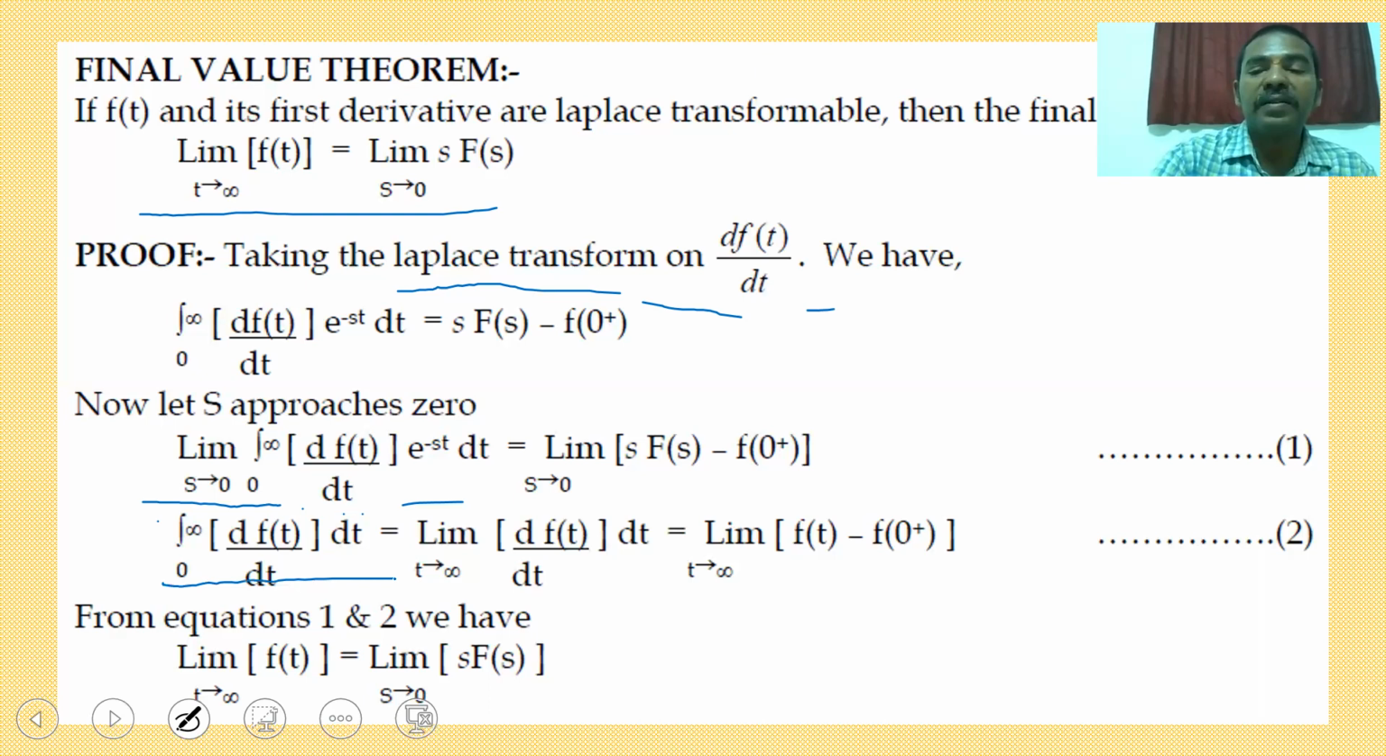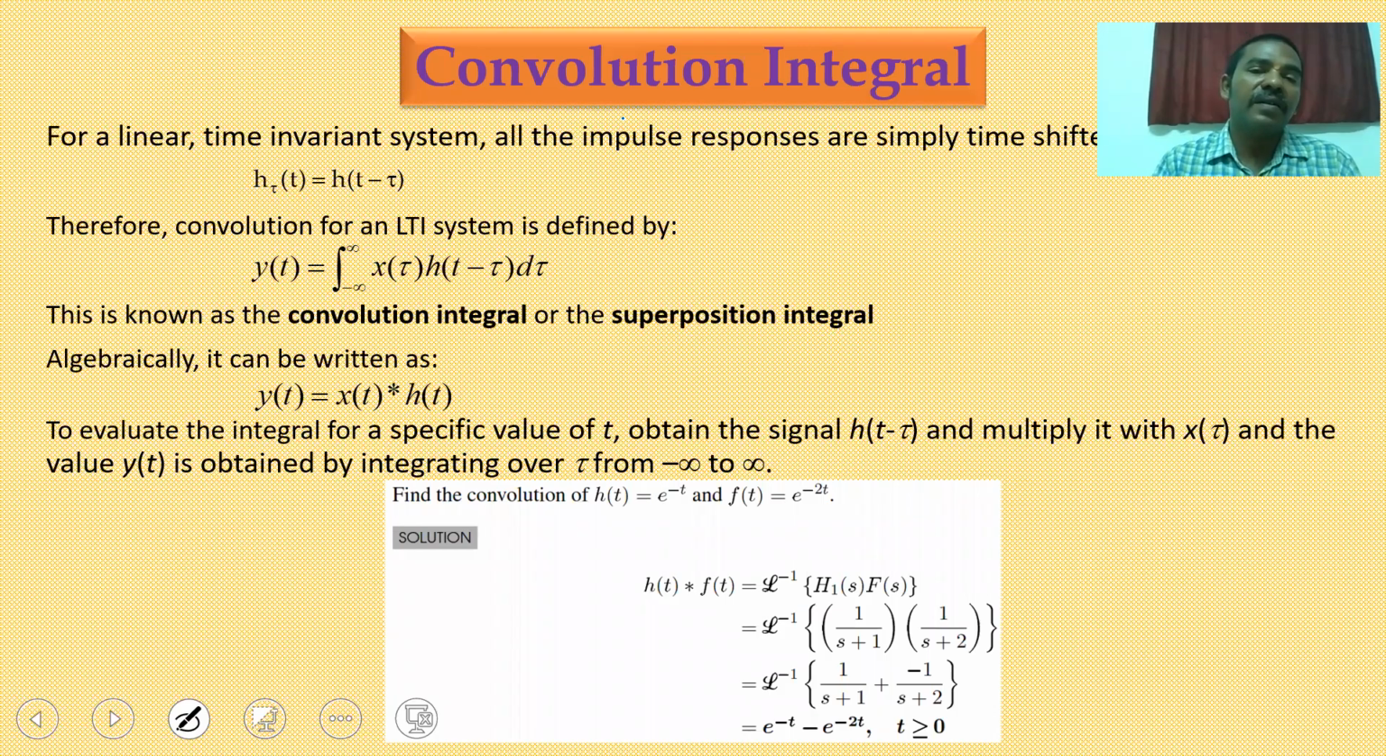So by substituting or comparing these two equations, you get, as t tends to infinity, the limit of f of t equals the limit s tends to 0 s of F of s. So finally you get the same thing only. So this is your final value theorem. Then coming to your conventional convolution integral.